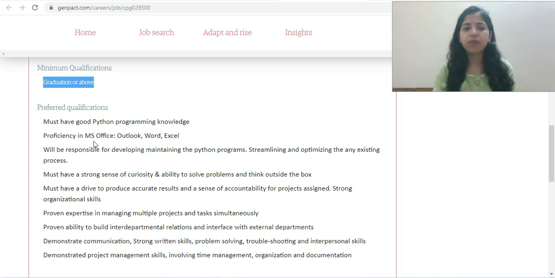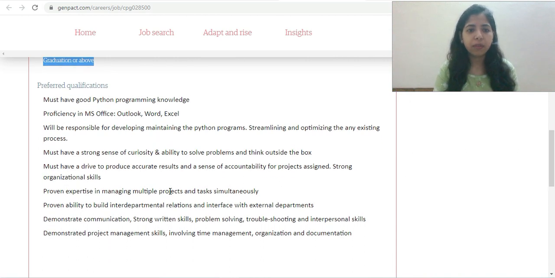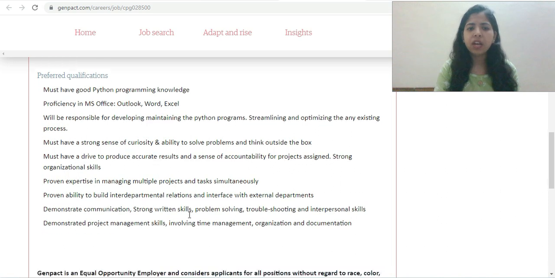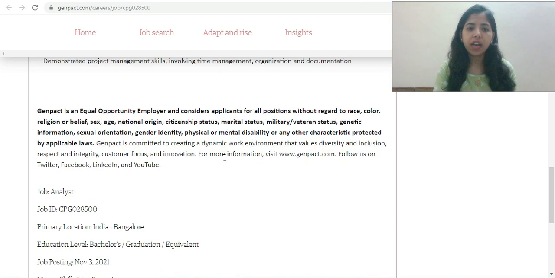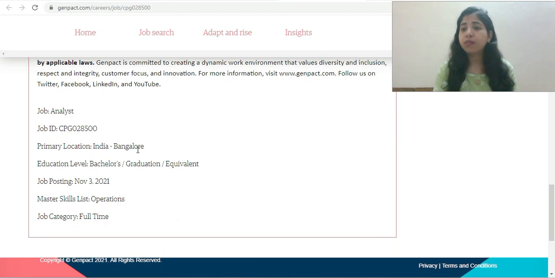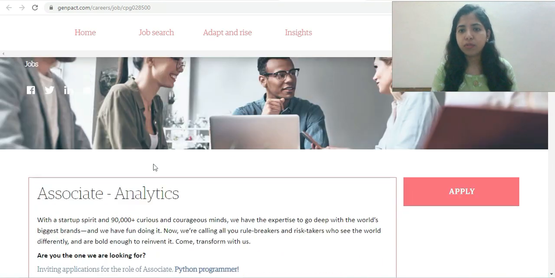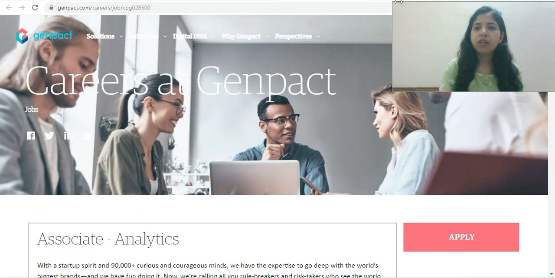You should know proficiency with MS Office, Outlook, Word, and Excel. And verbal skills, communication skills, and problem-solving and troubleshooting skills should be there. So these are the basic requirements for this particular profile. Again, this is for the Bangalore location, it's for the graduation profile, and it's a full-time job role. So yes, this was for Associate Analyst.